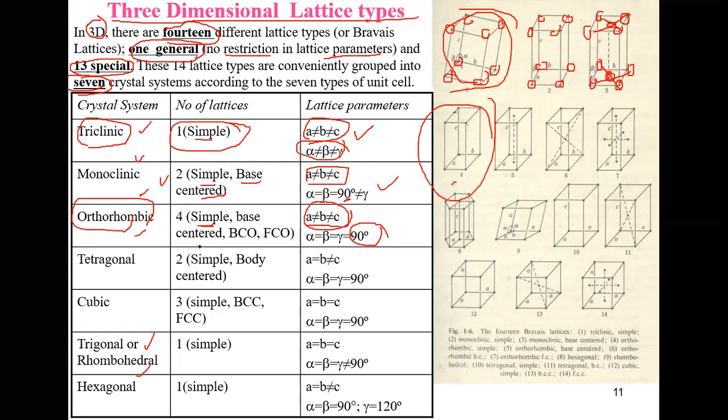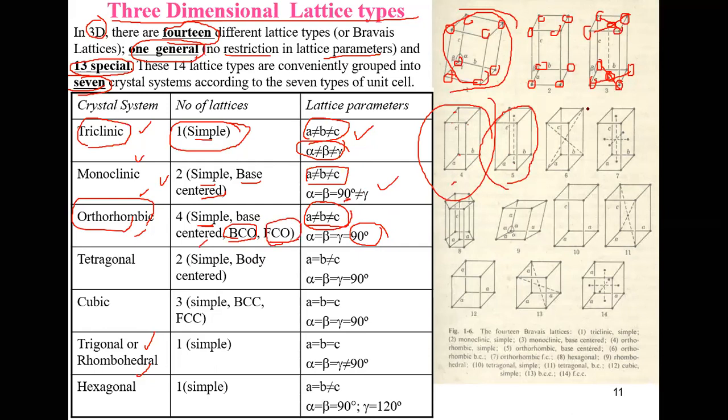And then base-centered orthorhombic. So we have described this one. Atoms will be located at the corner and also at the center of the bases. And then this one is new. It's called body-centered orthorhombic. Please spell it out. Body-centered orthorhombic. And another one is face-centered orthorhombic. Body-centered orthorhombic, this is the new unit cell.